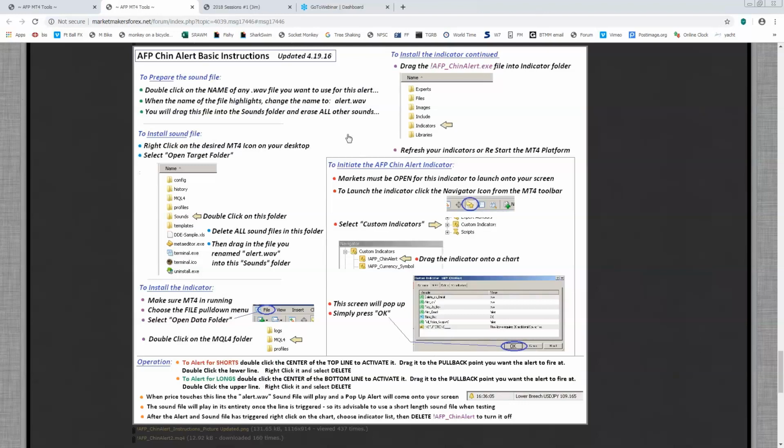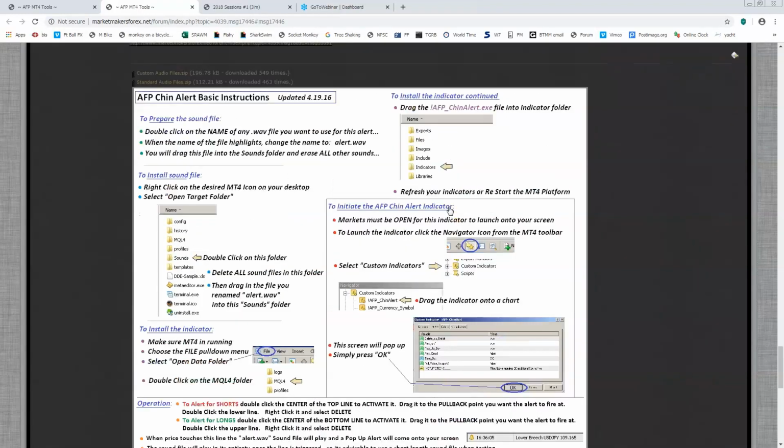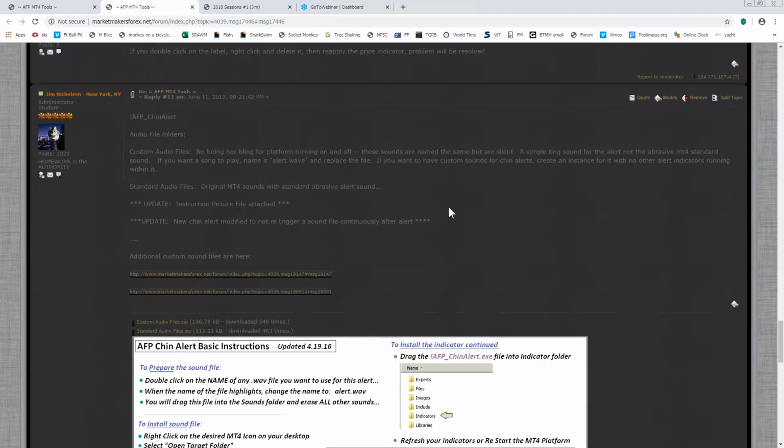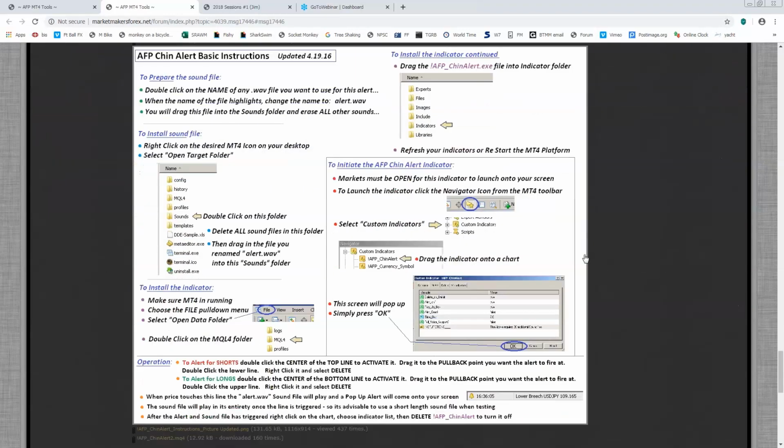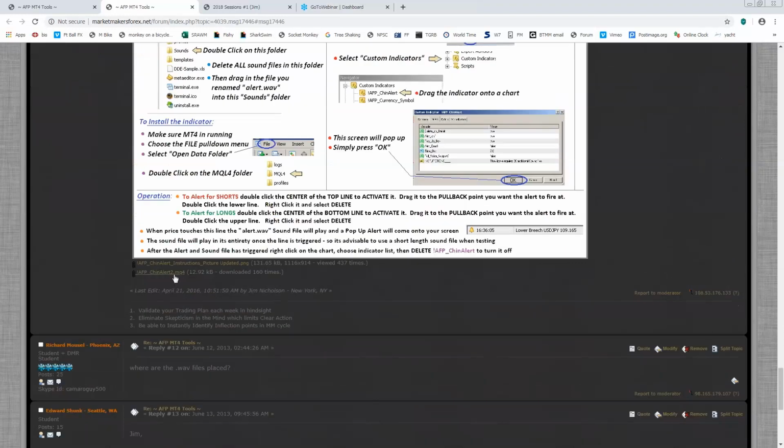Obviously, you can put your own sound file to trigger it and all that, as long as you use the alert sound file, right? So custom sound files. It's kind of neat, actually. But all the information is in there, and the alert is down here.